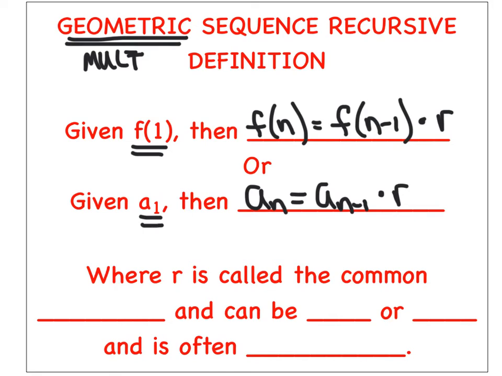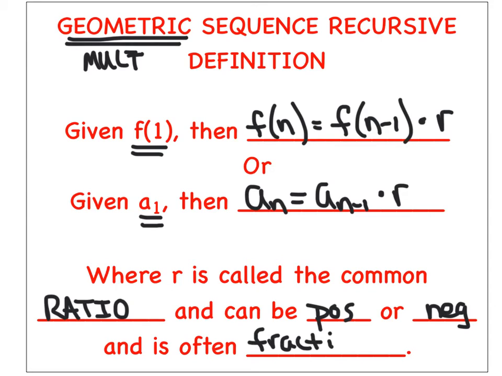Now, who is this rascal we call r? It's called the common ratio. In other words, it's the ratio of 2 consecutive terms. And that r can be positive or it can be negative. And it's often a fraction a lot of times, especially in our course.